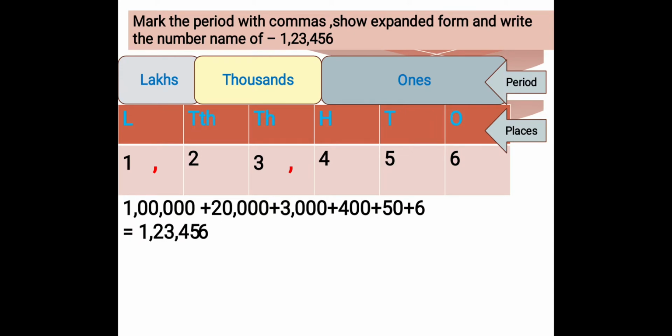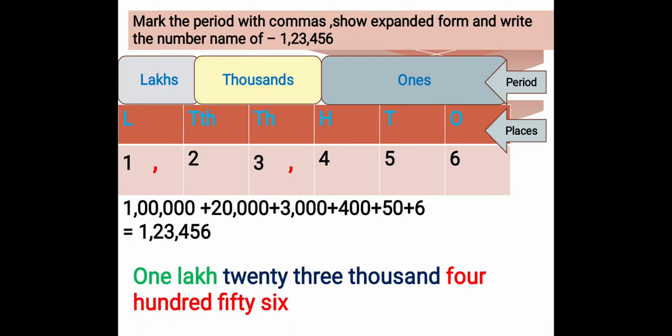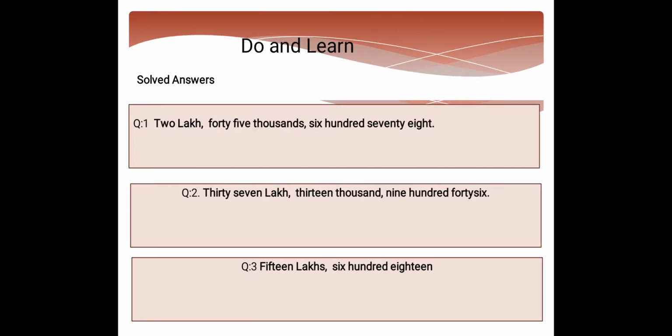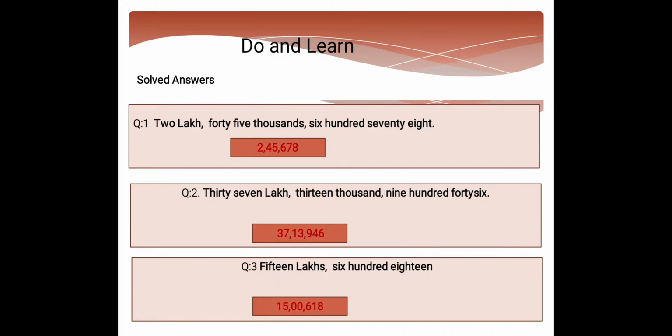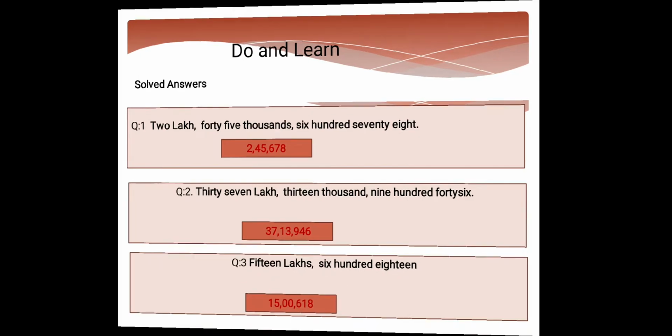This is how the expanded form takes place, and the number name 1,23,456. So 2,45,678. The numeral for it will be this. Look at the commas carefully. 37,13,946. This is the numeral representation. 15,618. So this shows that there are no values at the thousands period.